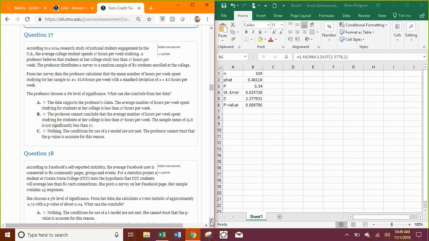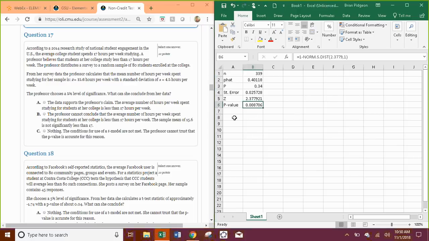According to a 2014 research study of national student engagement in the U.S., the average college student spends 17 hours per week studying. A professor believes that students at her college study less than 17 hours per week. She surveys 80 students. From her survey data, the professor calculates the mean number of hours per week spent studying for her sample is 15.6, with a standard deviation of 4.5. The professor chooses a significance level of 5%.